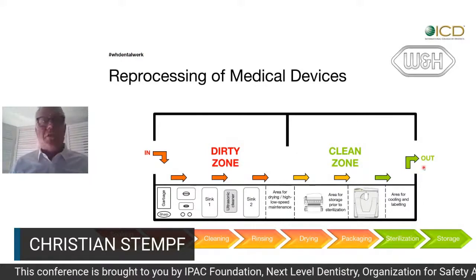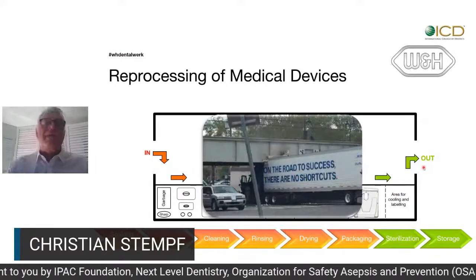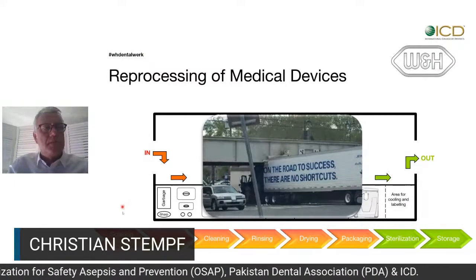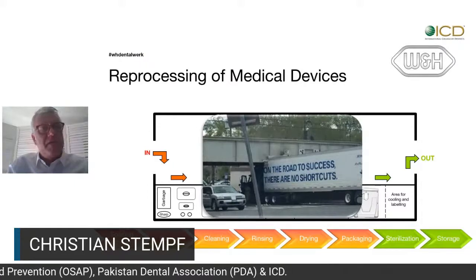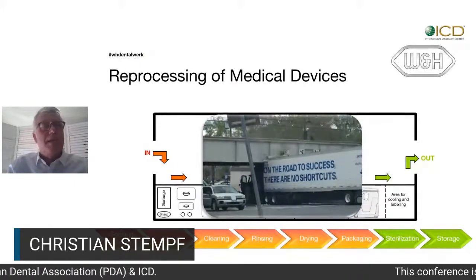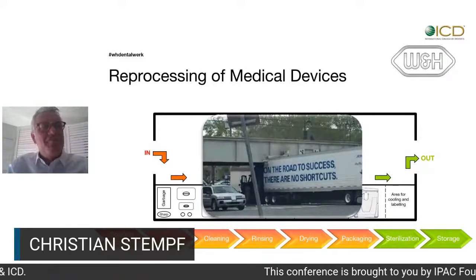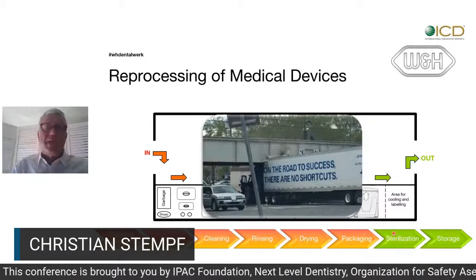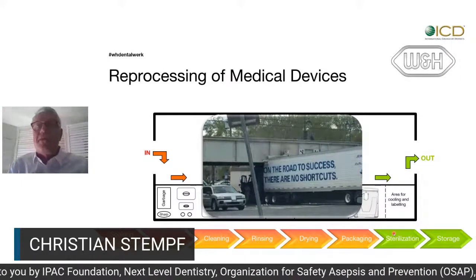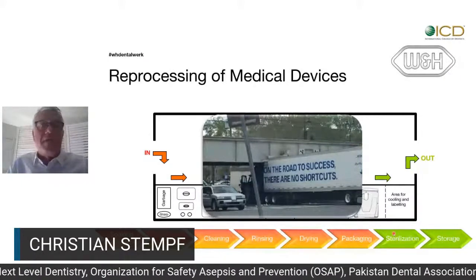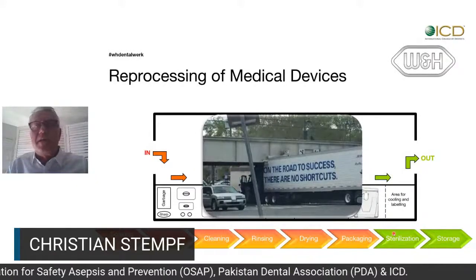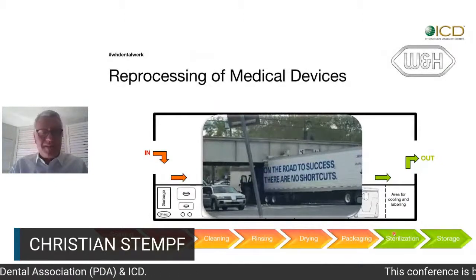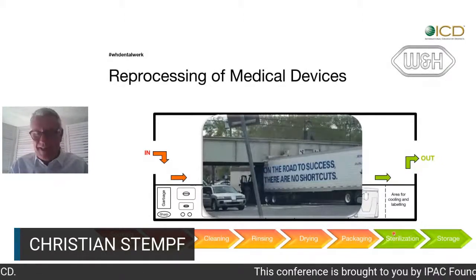Now, this is a funny picture. On the road of success, there are no shortcuts. What is meant here is that every step is important. And if I can convince you today of this, I will be the happiest. Because pre-disinfection, cleaning, and sterilization are the main steps. You cannot rush one, even worse, you cannot skip one. Very often I hear, oh, I don't clean because I'm going to sterilize. Hang on, a sterilizer doesn't clean. There are 3 different steps, 3 different techniques.